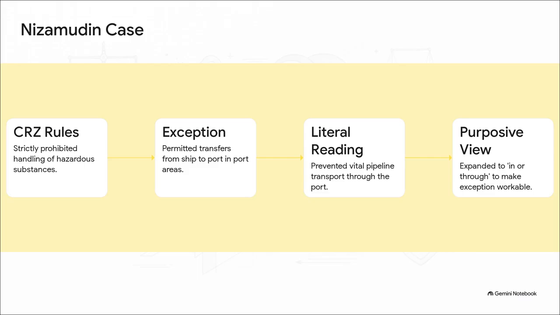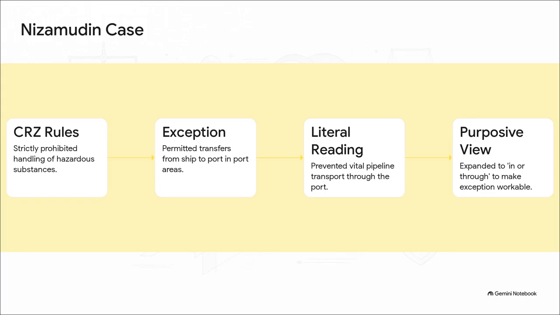We have Coastal Regulation Zone, or CRZ rules, which strictly prohibited the handling and transfer of hazardous substances. The substance in question here was vinyl chloride monomer, or VCM, a really crucial raw material for making PVC. Now, the rules had an exception permitting transfers from ships to ports, terminals, and refineries in port areas.